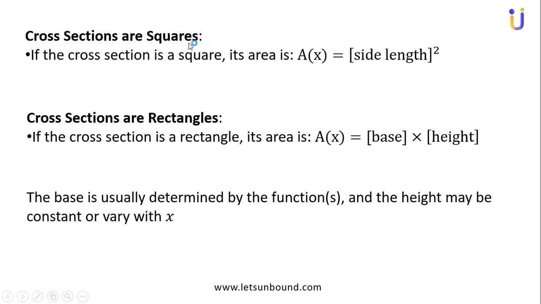First, find the cross section. If it's a square, the area function is the side length, the whole square. And if the cross section is a rectangle, it's base into height. The base will usually be from functions and height may be constant. Height will be changing, right?